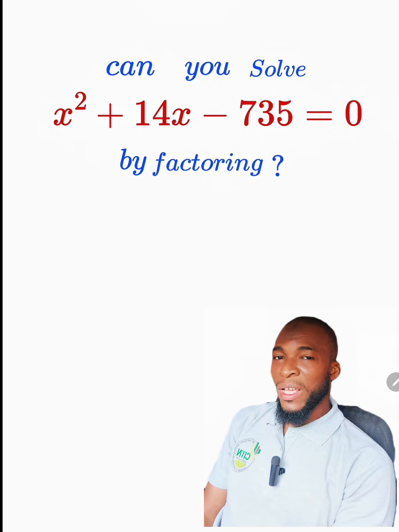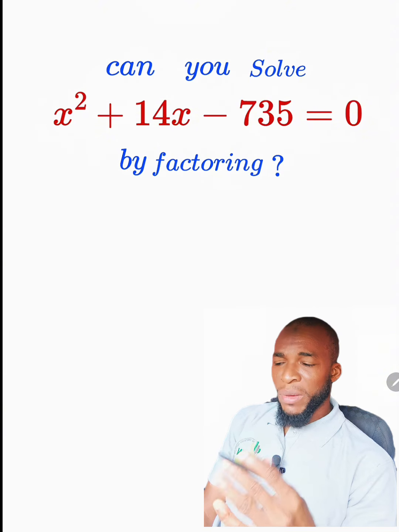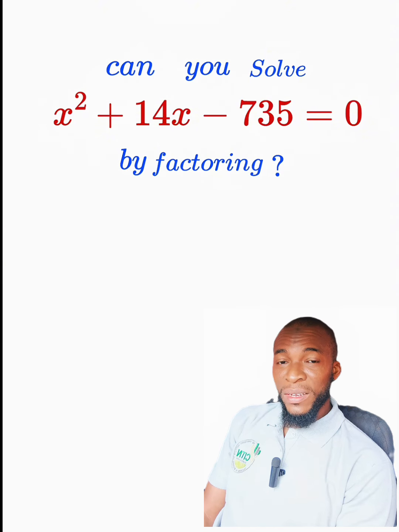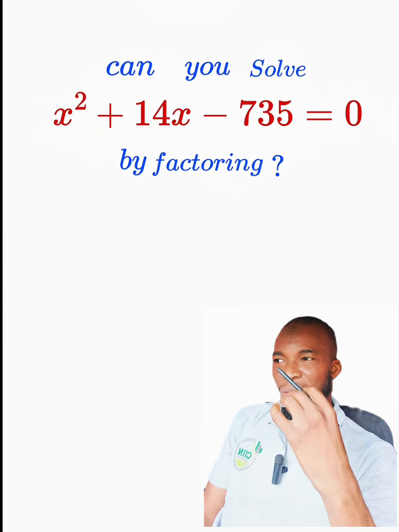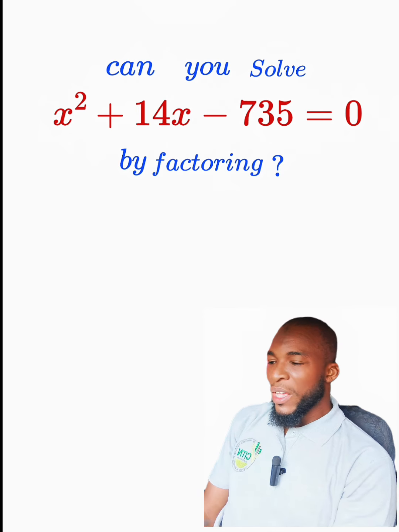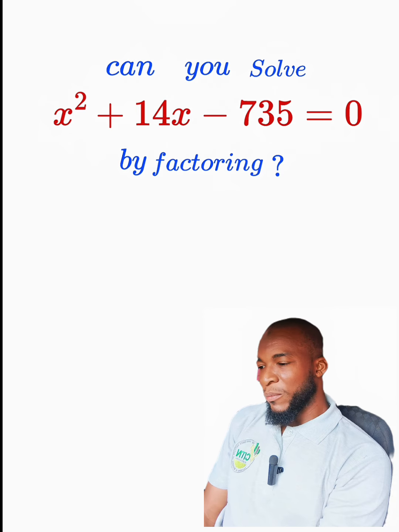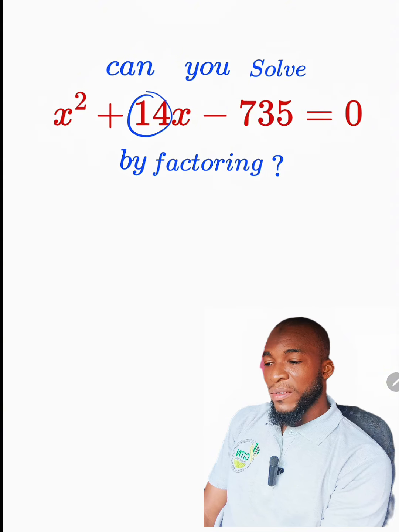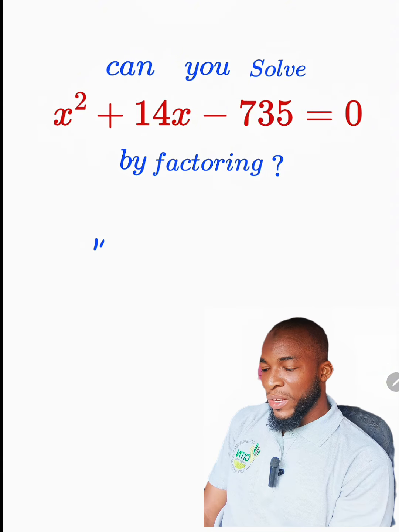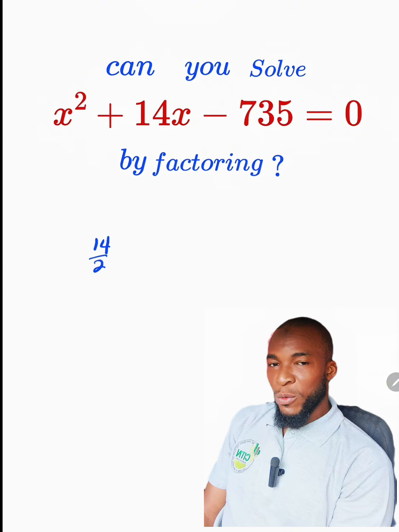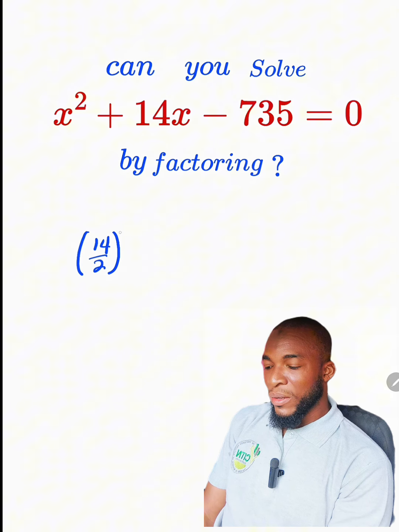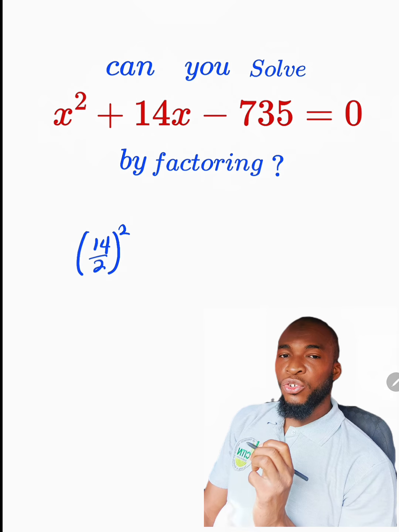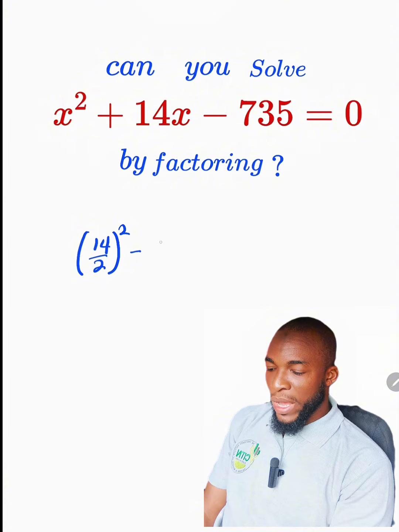If you cannot think of such numbers in this situation, because the constant is huge, right? It's very huge in the negative direction. So let me show you a simple way to do that. Step number one, bring the coefficient of x down, which is 14. Divide it by 2 and square everything. After this, drop down the constant, which is minus 735.